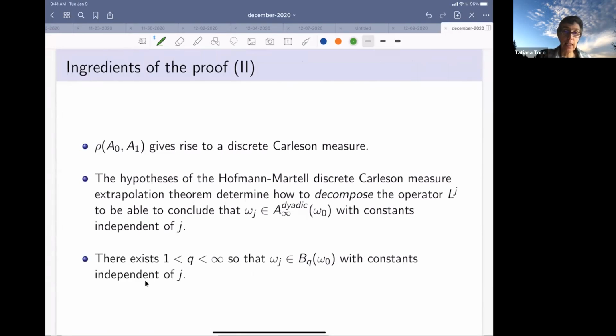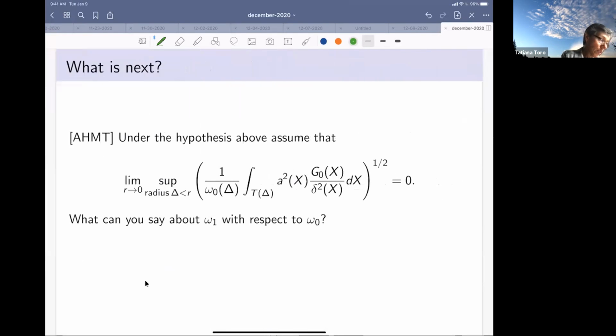As I said, the result is new even in the case where we have a smooth boundary. And so you might be wondering, what are we trying to do now? So what we're trying to do is to prove that if we look once again at this quantity, and this quantity is uniformly small, then we're trying to understand what's the relationship between omega 1 and omega 0. What we know is that omega 1 belongs to B_Q of omega 0, basically for every Q bigger than 1.